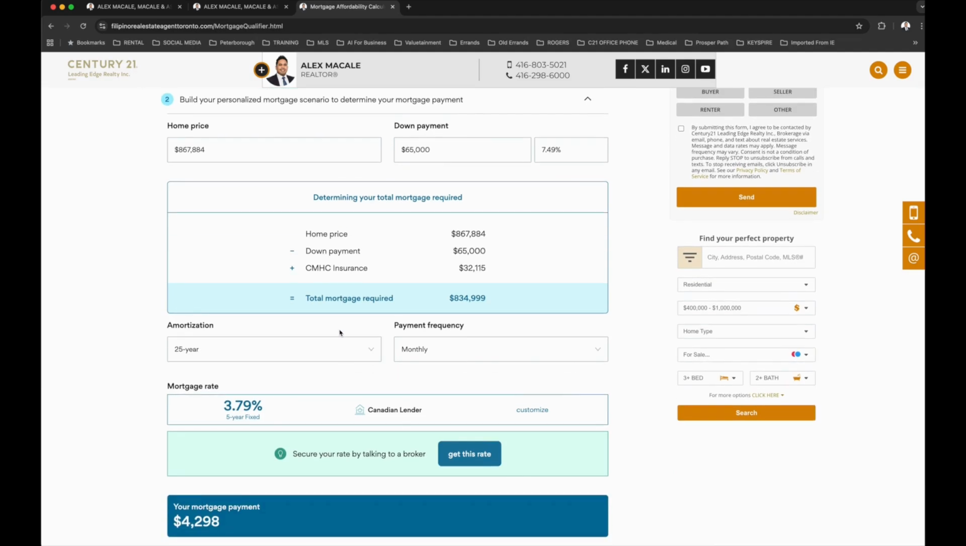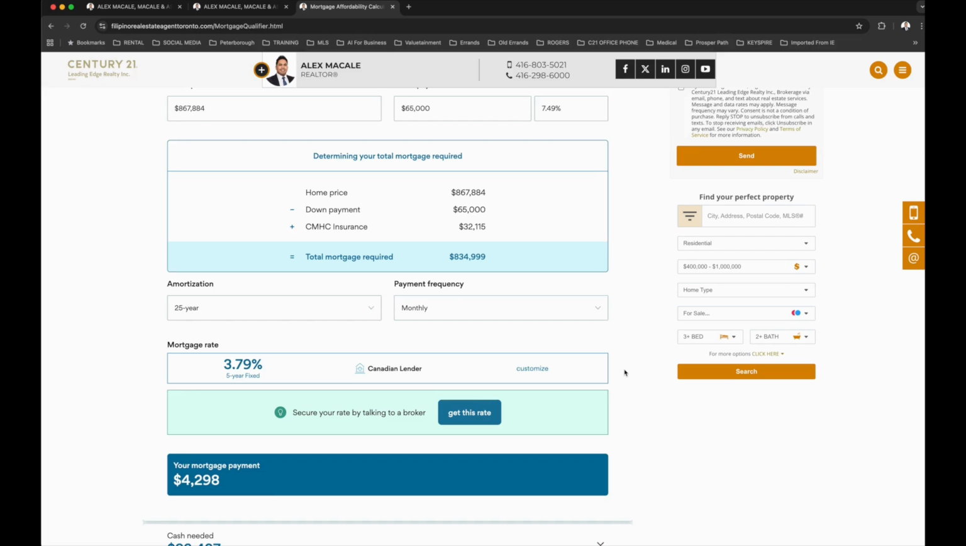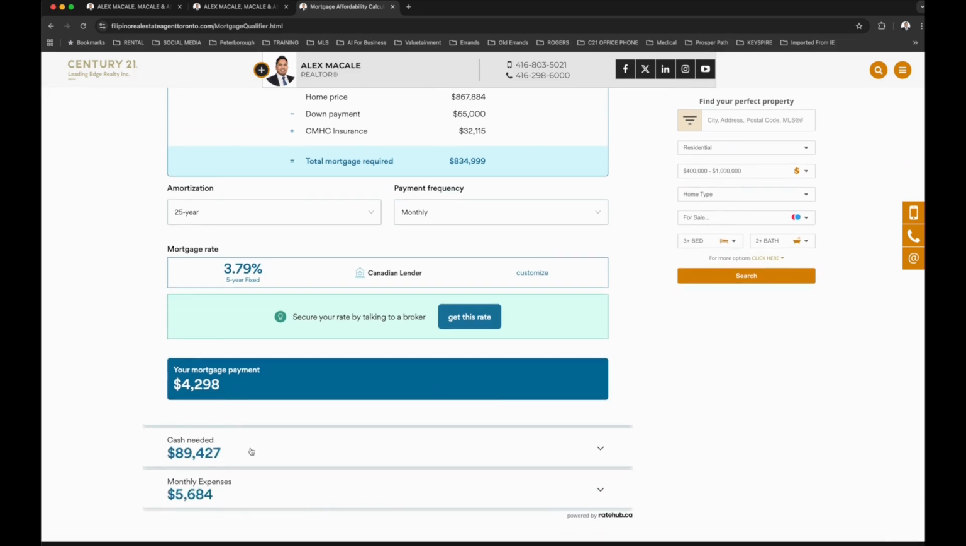This is based on the 3.79 fixed rate. Once again, the interest rate will dictate how much you can afford. Here it will also tell you your mortgage payment, your cash needed to purchase, and your monthly expenses.